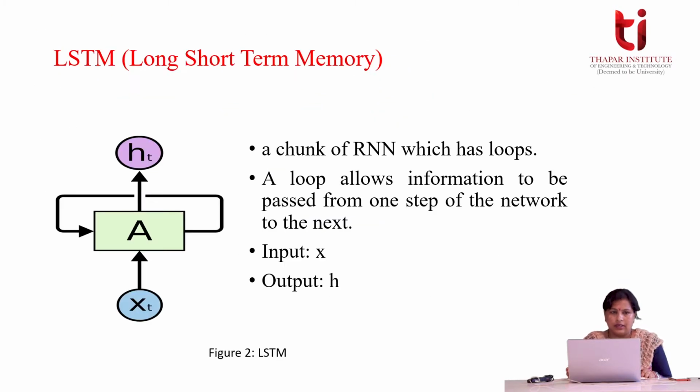Now, LSTM is a chunk of RNN which has loops. So it works through loops. A loop allows information to be passed from one step of the network to the next. Here X is the input and H is the output.